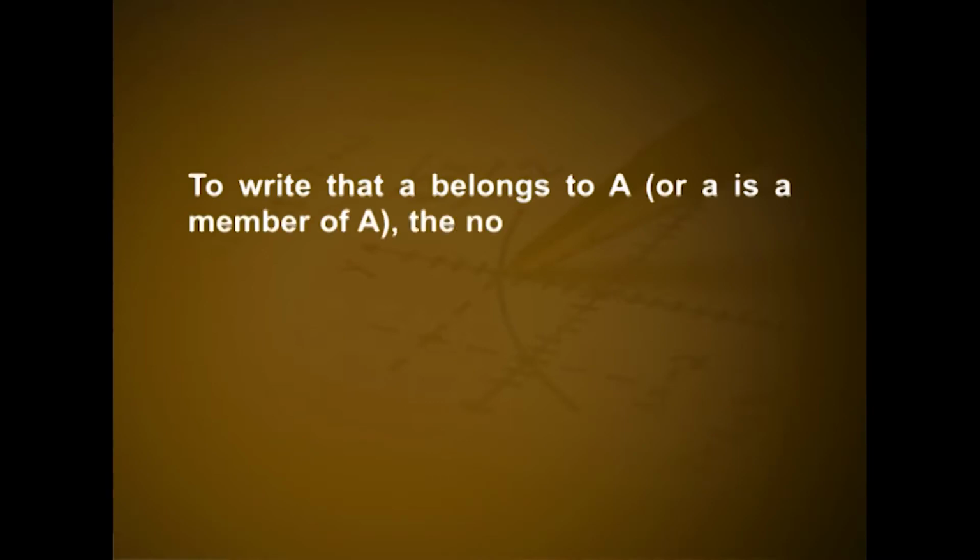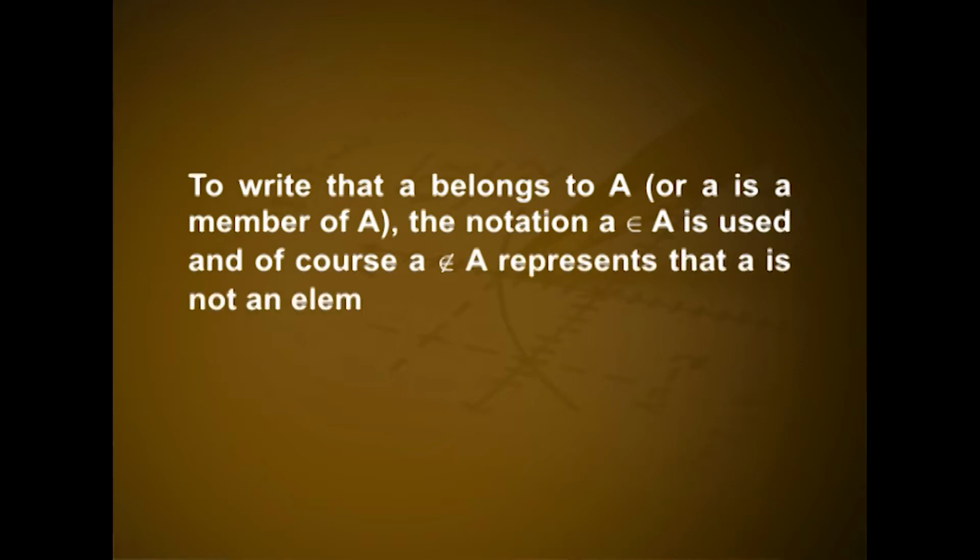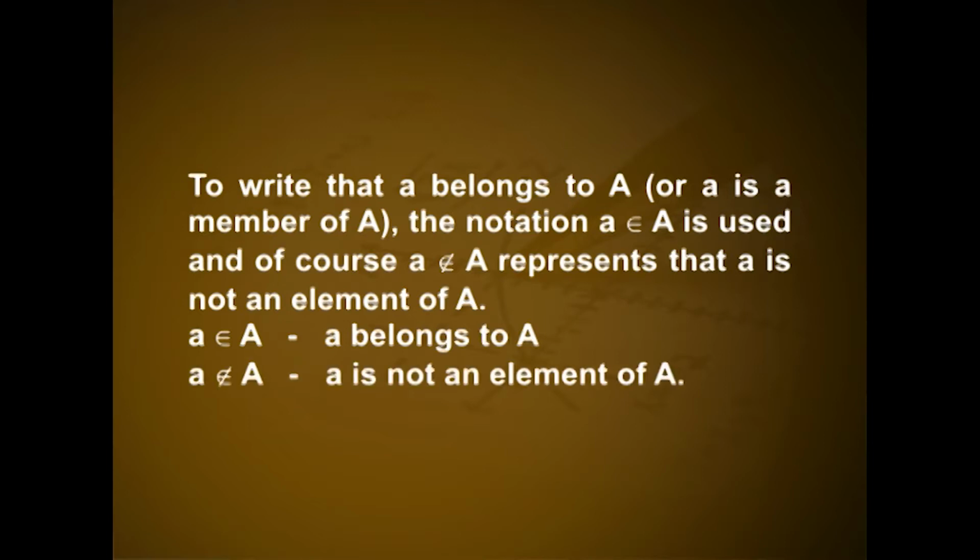To write that a belongs to A, the notation a ∈ A is used, and of course a ∉ A represents that a is not an element of A. The notion of a set is very simple. Still, a deep thought is necessary for one to properly understand it. To some authors, a set is a well-defined collection of objects. By the term well-defined, they mean the quality by which one can judge whether a given element is a member of the set or not.